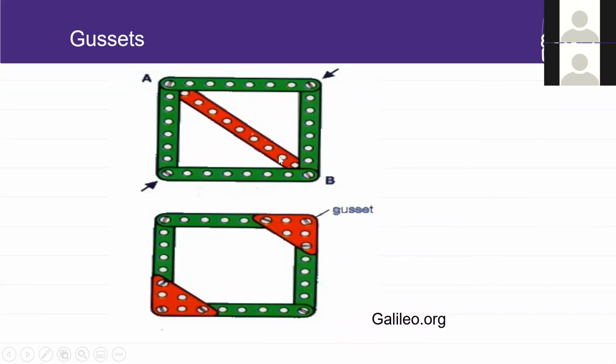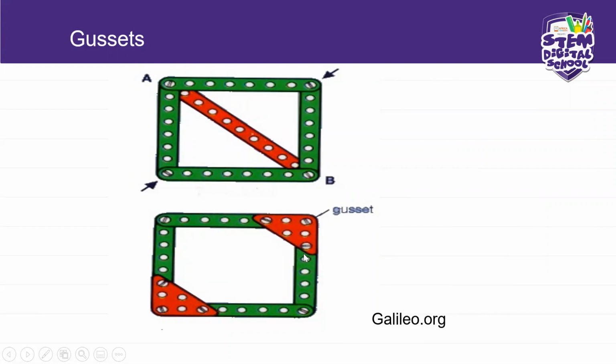This is bracing. It prevents the instability of the structure. But then you can also strengthen the structure by introducing gussets. Gussets are triangular plates that are put at the joint of two structural members. And they are usually metal plates. So that is what we call gussets.